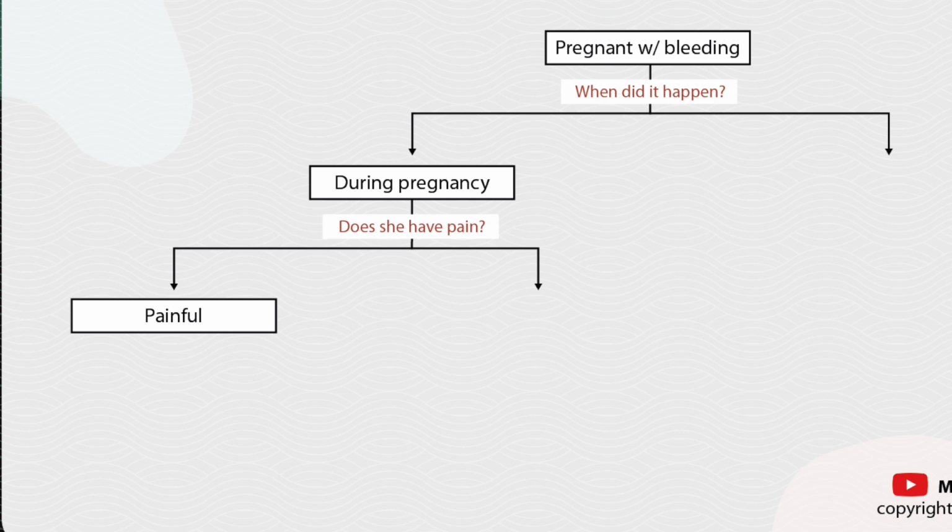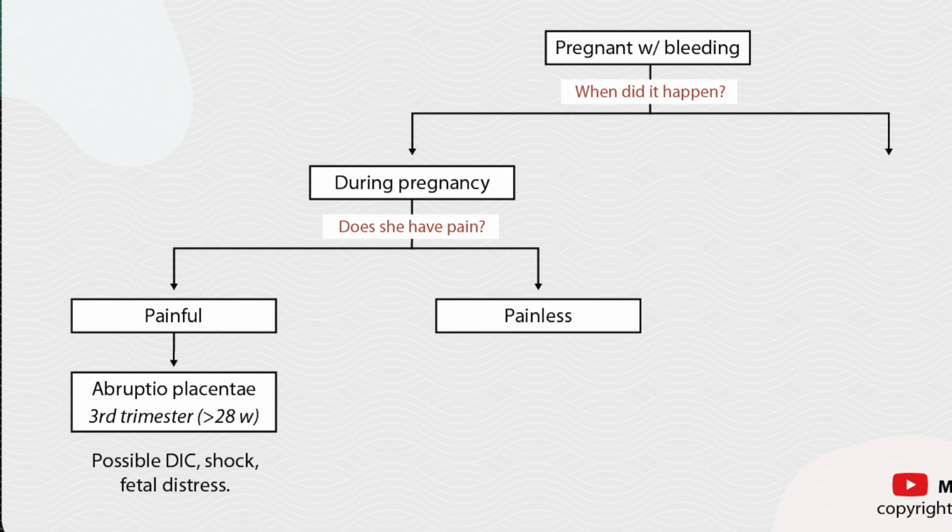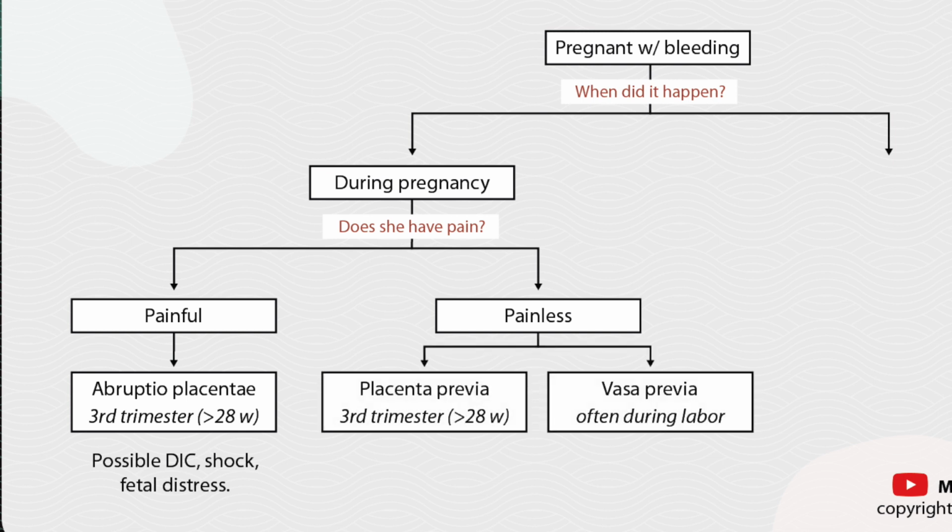Painful bleeding will indicate abruptio placentae, which is typically seen in the third trimester and can lead to serious complications like DIC, shock, and fetal distress. On the other hand, painless bleeding might be placenta previa or vasa previa.